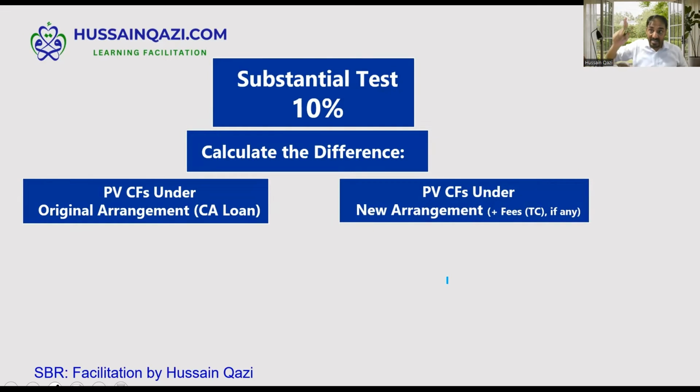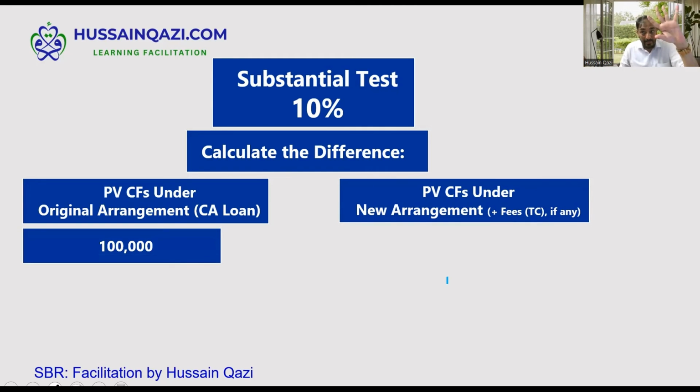So calculate the difference between the present value of cash flows under the original arrangement, that means the amortized cost of our original loan, compared with the present value of cash flows under the new arrangement, plus any fees or transaction costs paid for the modification. For example, the present value of future cash flows under the original arrangement, that is the amortized cost method, the normal accounting of the financial liability, is 100,000.